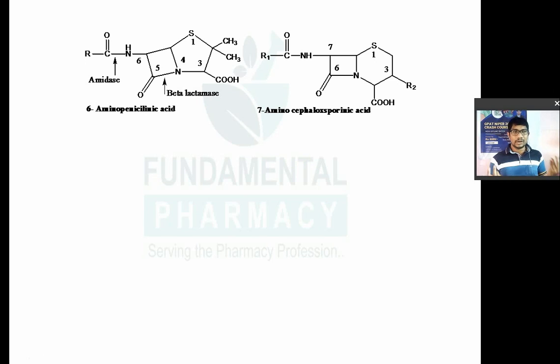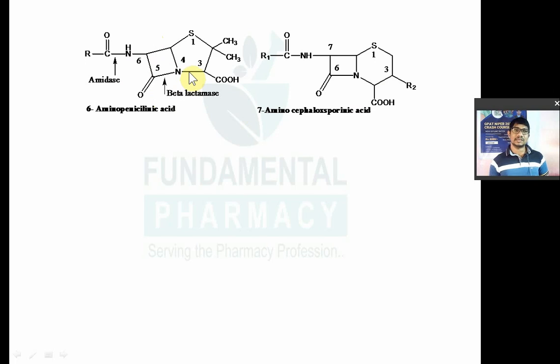Now we have seen the classification of antibiotics in the previous videos. Today we are going to see about the beta-lactam antibiotics. So in the beta-lactam antibiotics, you have different classes of antibiotics like penicillins, cephalosporins, monobactams, carbapenems, beta-lactamase inhibitors, etc. Basically, what do you mean by beta-lactam?